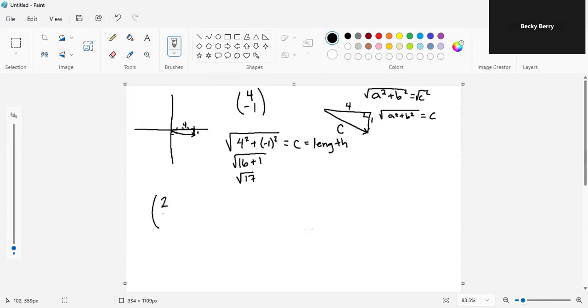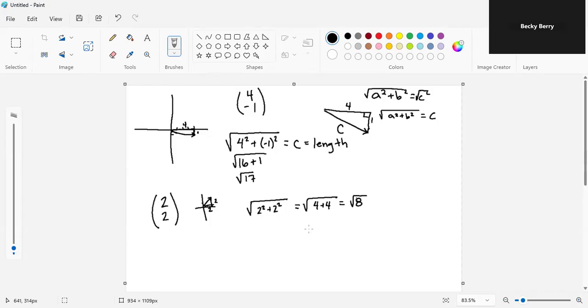Let's say we have the vector 2, 2. From the origin, that looks like 2 over and 2 up. So the little triangle would have a side of 2 and 2. And what is the length of the hypotenuse, or what is the length of the vector? Square root of 2 squared plus 2 squared. The square root of 4 plus 4 is the square root of 8.